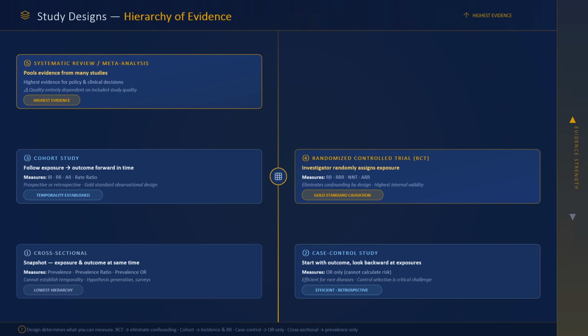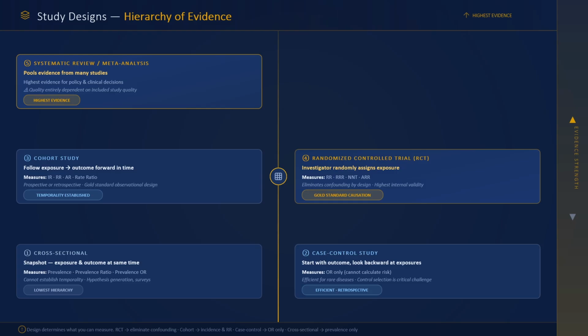At the bottom, cross-sectional: exposure and outcome captured at the same moment. You get prevalence, prevalence ratio, prevalence odds ratio. You cannot establish temporality. So this is hypothesis generation and survey work. Next, case control. Start with the outcome, look backward at exposure. Odds ratio only. You cannot calculate risk. Very efficient for rare diseases, and control selection is the make or break challenge.